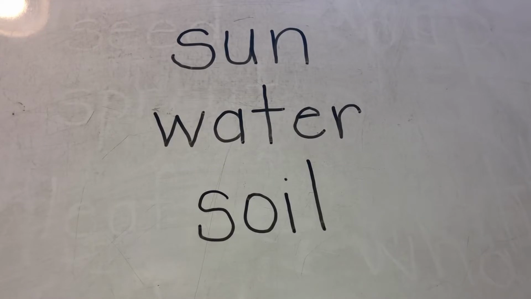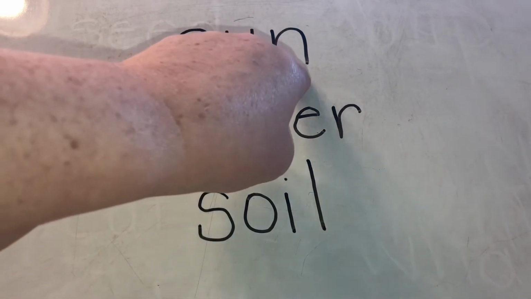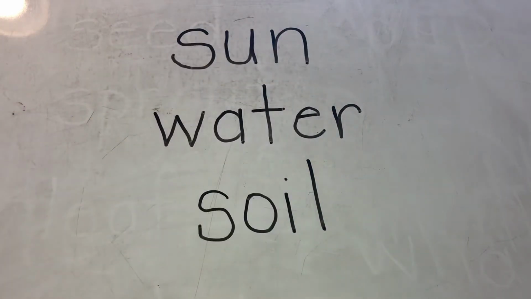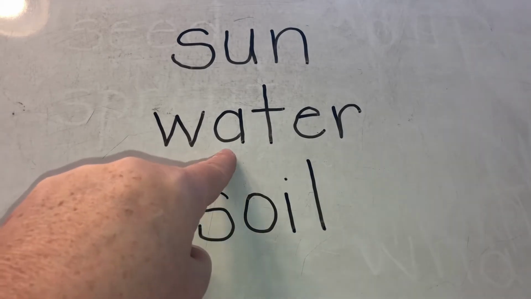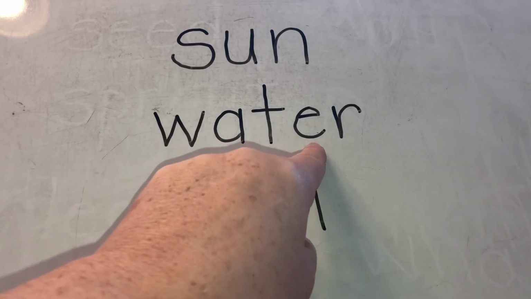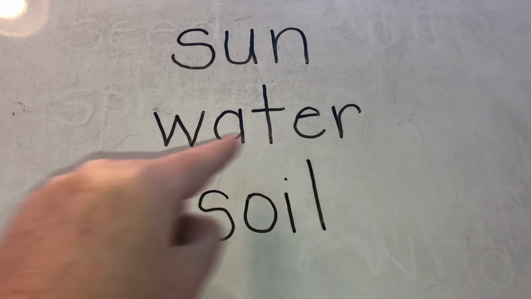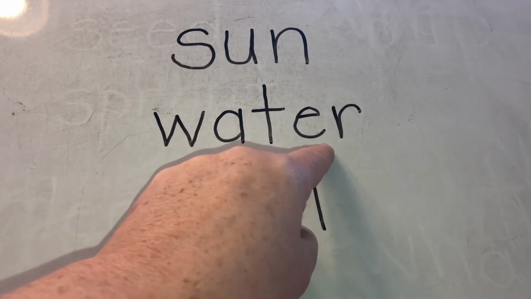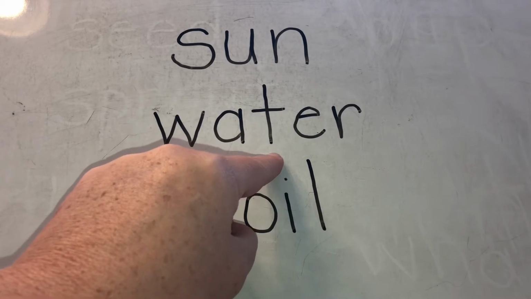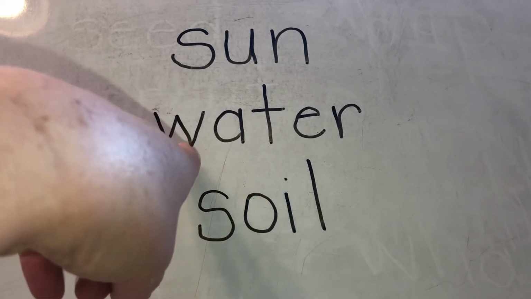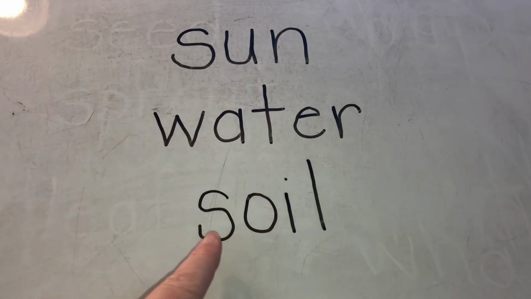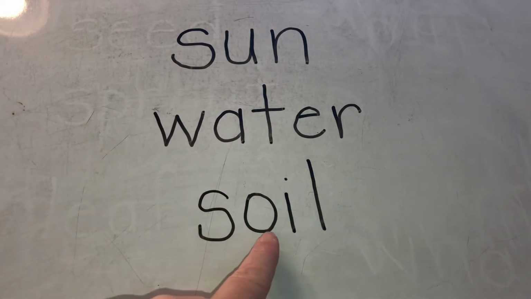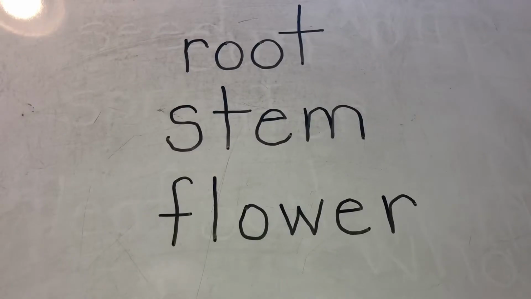Now help me read these words that a plant needs. Sun. W, at. And ER is like a race car. Wat-er. Do we say watter? No. Water. Soil.